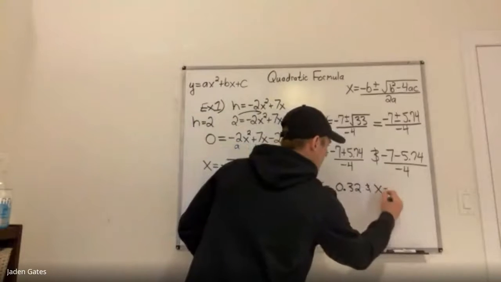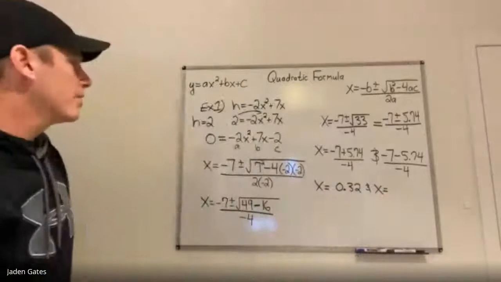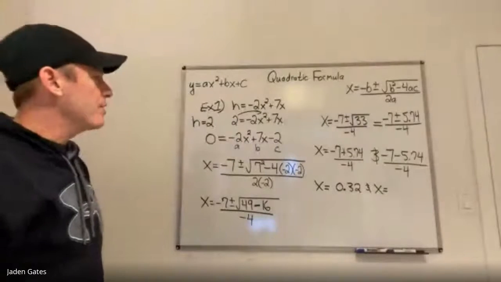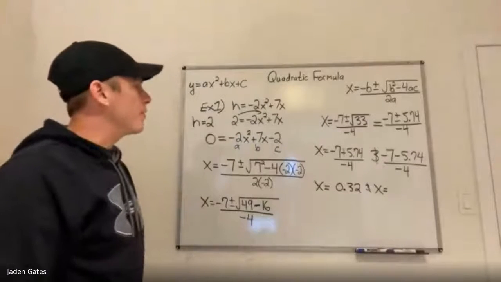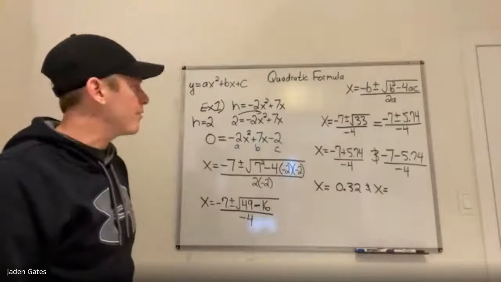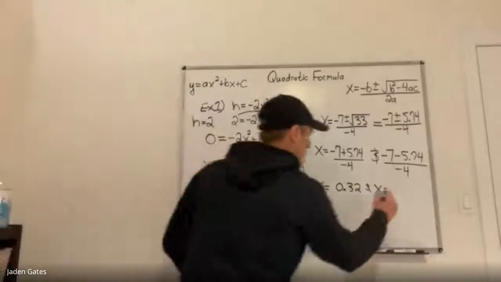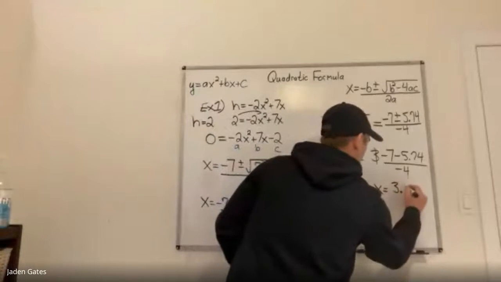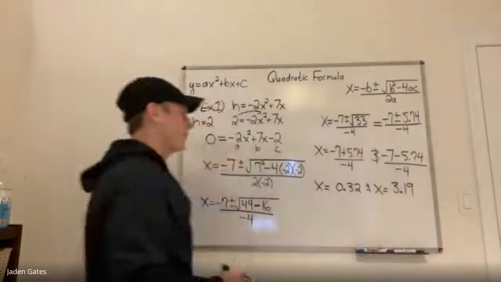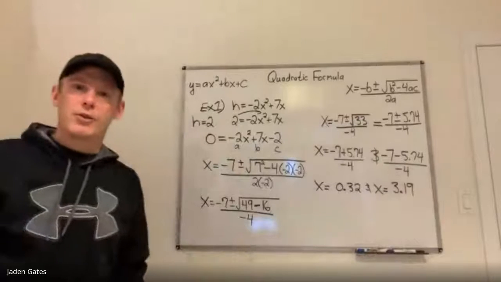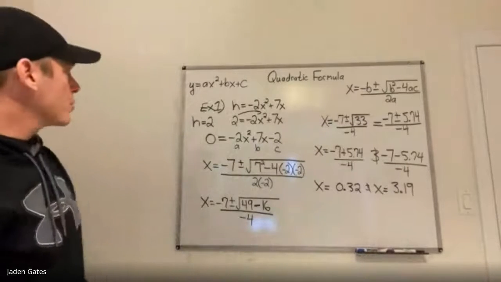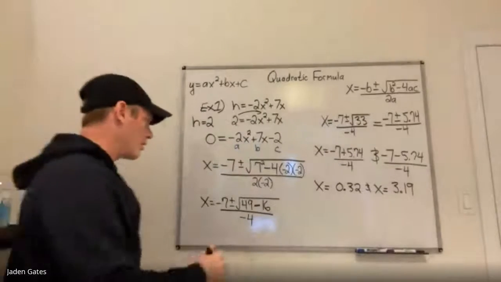And I'm going to get two answers here. I take -7, subtract 5.74, so I'm going to have -12.74. Then divided by -4, I get 3.19. And so again, I get decimal answers. And so again, this is a word problem, so I'm going to write a therefore statement.